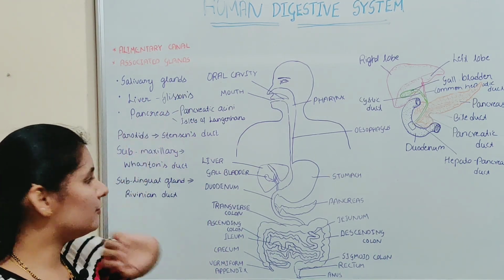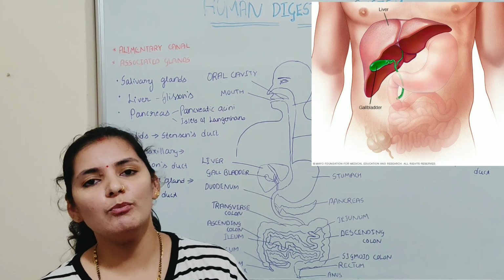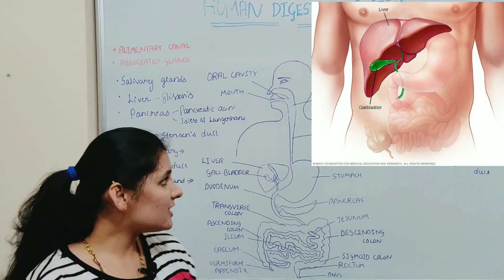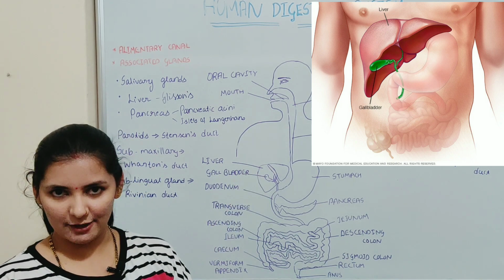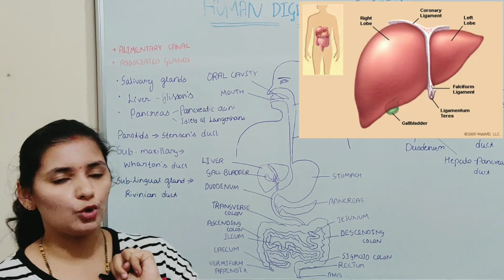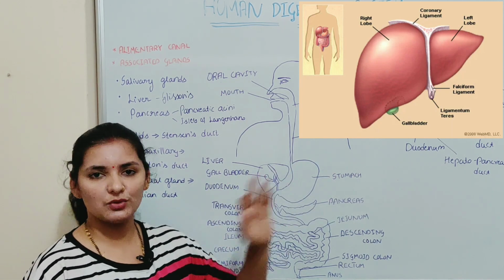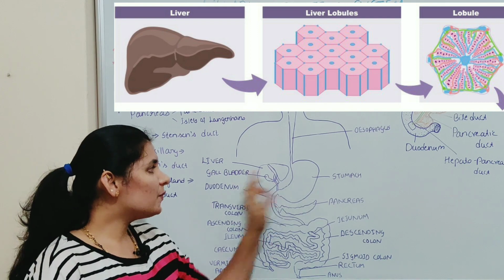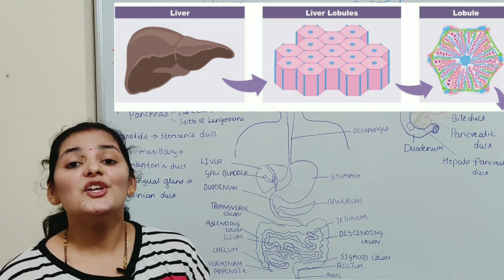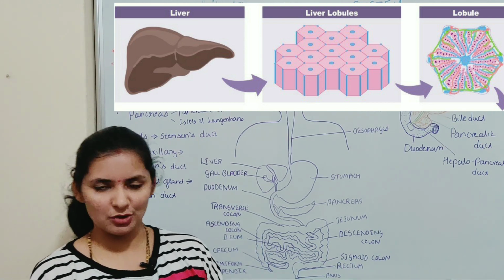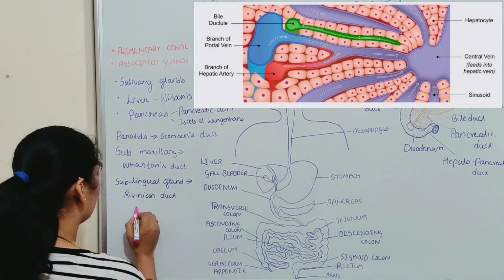Second one is liver. Liver is the largest organ of the body which weighs about 1.5 kg. Liver is present on the right side of the abdominal cavity just below the diaphragm. Liver has mainly two lobes. The largest lobe is present on the right side and the small lobe is present on the left side. Each lobe of the liver is made up of smaller units called liver lobules. So these liver lobules are the structural unit of the liver. Each liver lobule is made up of liver cells or hepatocytes.